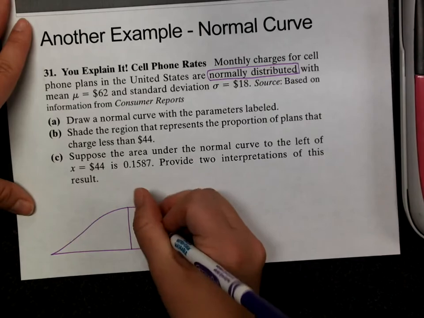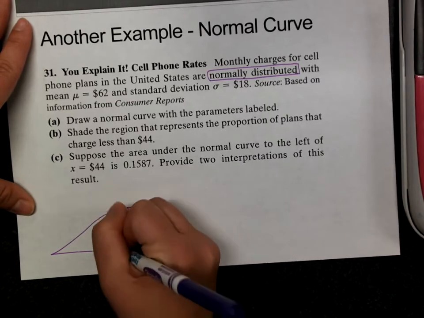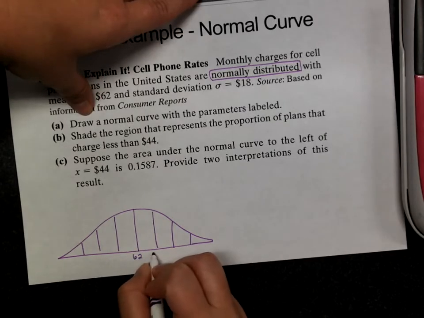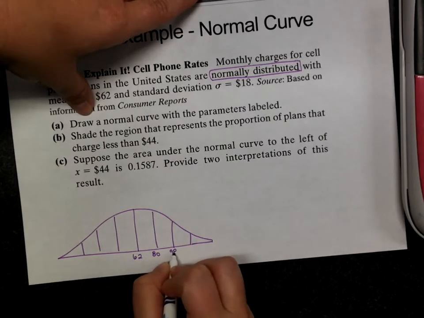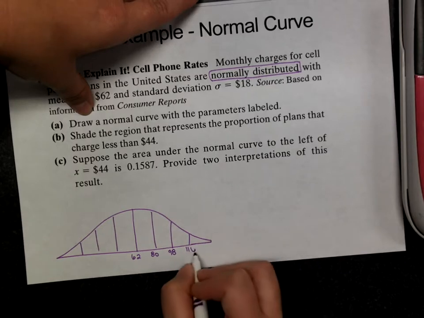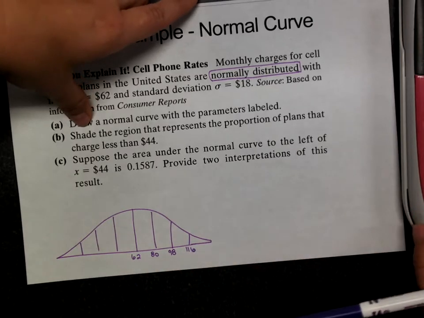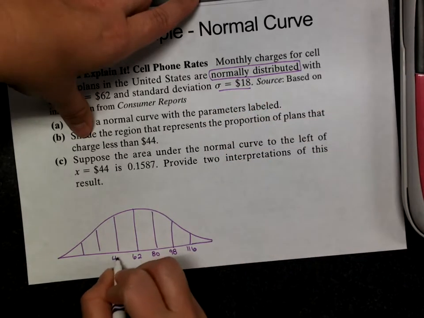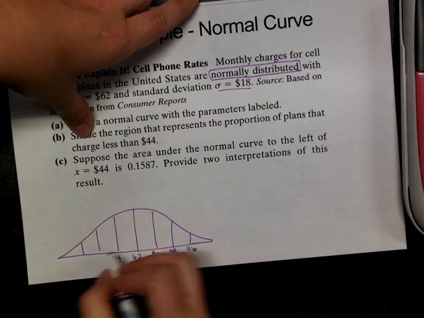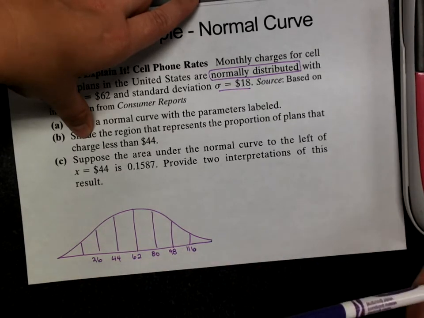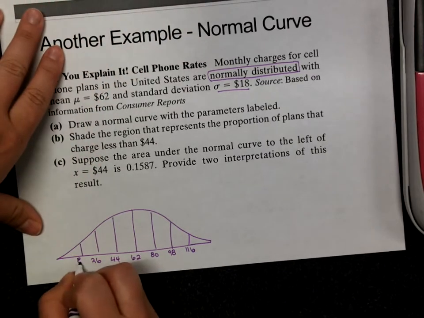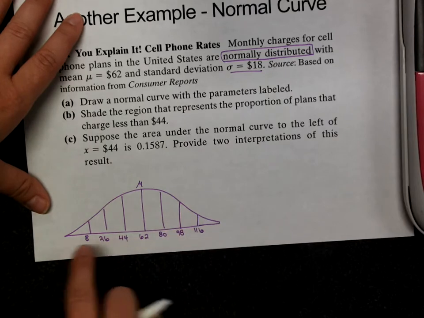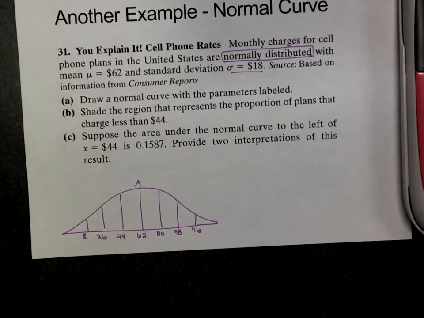And we're going to label it 3 to the right and 3 to the left. So 62, and then add 18, add 18, add 18, and then I'm going to subtract 18, using 18 because that's the standard deviation. Subtract 18, and subtract 18. So these are cell phone rates. Here's your mean, and then your standard deviations 1, 2, 3, 1, 2, 3. Always go 3 to the right, 3 to the left.